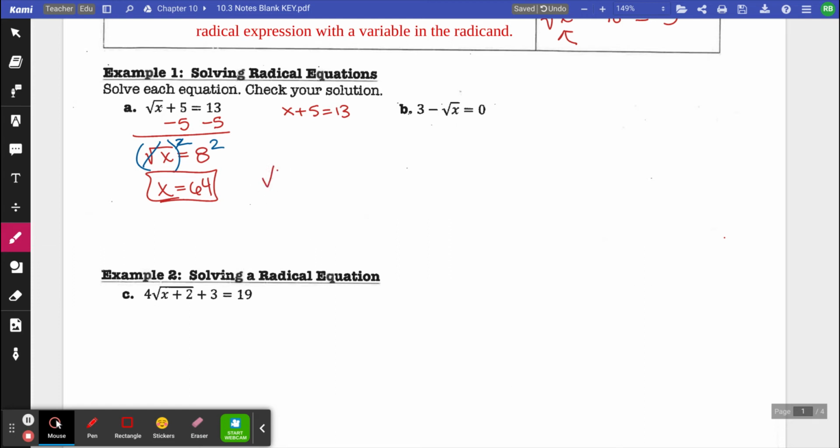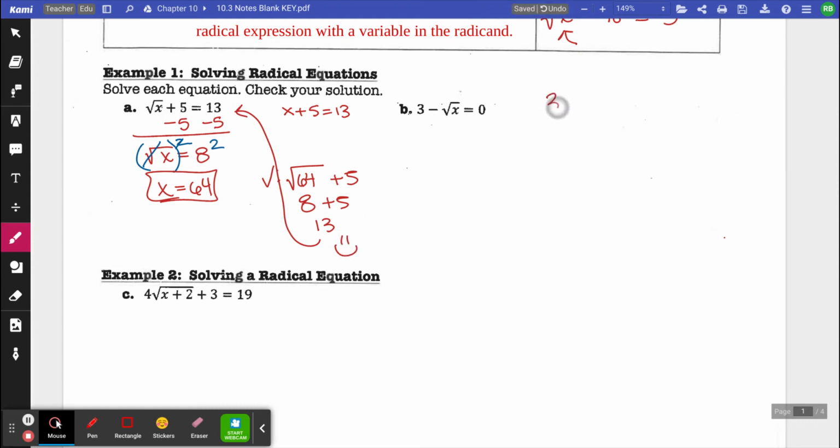And if you wanted to check it, square root of x, which is 64, plus 5. Well, this is 8. 8 plus 5 gives you 13. And that's what we had up there. So we have the right answer. X is equal to 64.